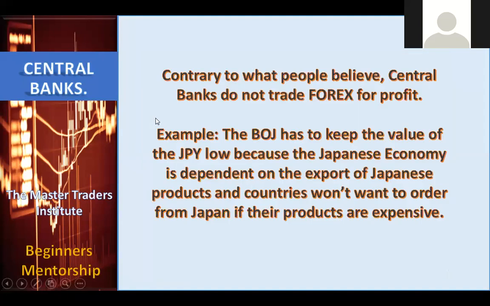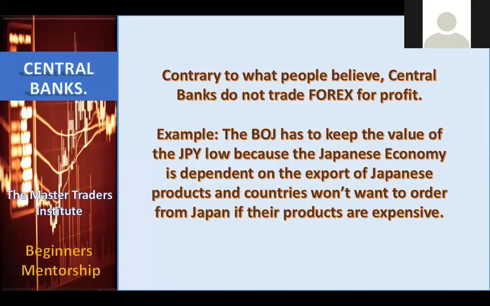Now, how exactly does the central bank participate in the forex market? Contrary to what a lot of people believe, the central bank does not trade forex for profit. They are in the forex market to stabilize whatever is happening in the country, to stabilize the economy of the country. Now, let me give you an example. The Bank of Japan has to always keep the value of the Japanese yen low because the Japanese economy is dependent on the export of Japanese products, and countries won't want to order from Japan if their products are expensive. So it is the duty of the Central Bank of Japan to ensure that the value of the Japanese yen is always low.